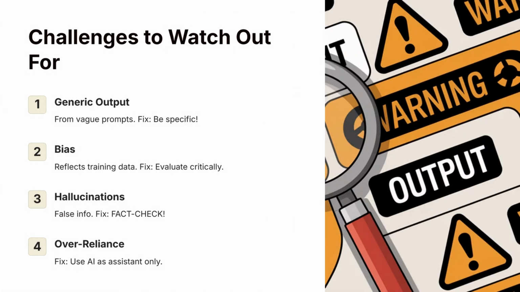Be aware of potential challenges. Generic output often stems from vague prompts. The fix is more specificity. AI can reflect biases from its training data, so evaluate outputs critically for fairness. Hallucinations are a real risk. AI can invent facts confidently, making fact-checking essential. Avoid over-reliance. Use AI as an assistant, not a replacement for your judgment. And translating nuanced human intent into prompts can be tricky, requiring careful iteration.